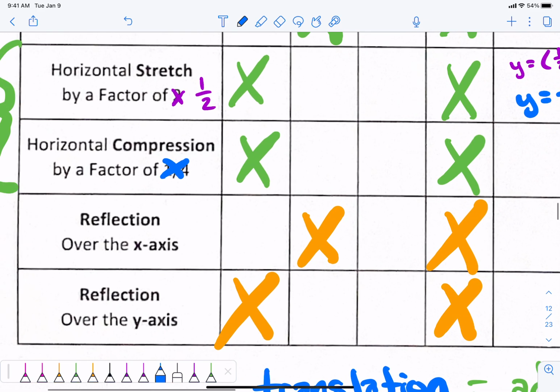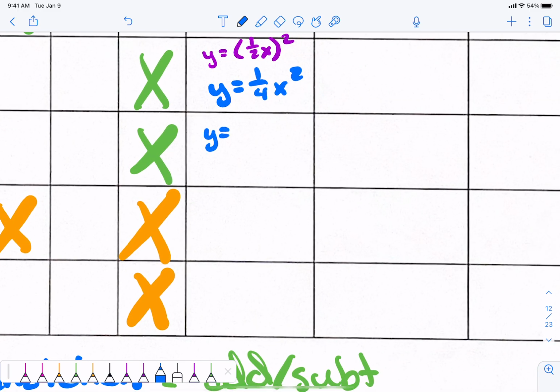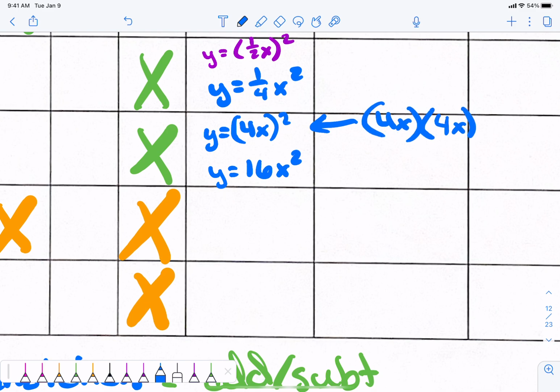Okay. Let's do this next one. So horizontal compression by a factor of 1/4, you're going to use actually 4 as a number, not negative. Don't get negatives in there. You're going to use actually 4, but it's 4 in parentheses. So it's 4x squared. What's 4x squared actually? What's 4 squared? 16x squared. So if I get rid of the parentheses, this thing is really saying 4x times 4x, right? 4x times itself twice. 4x times 4x is 16x squared, right?